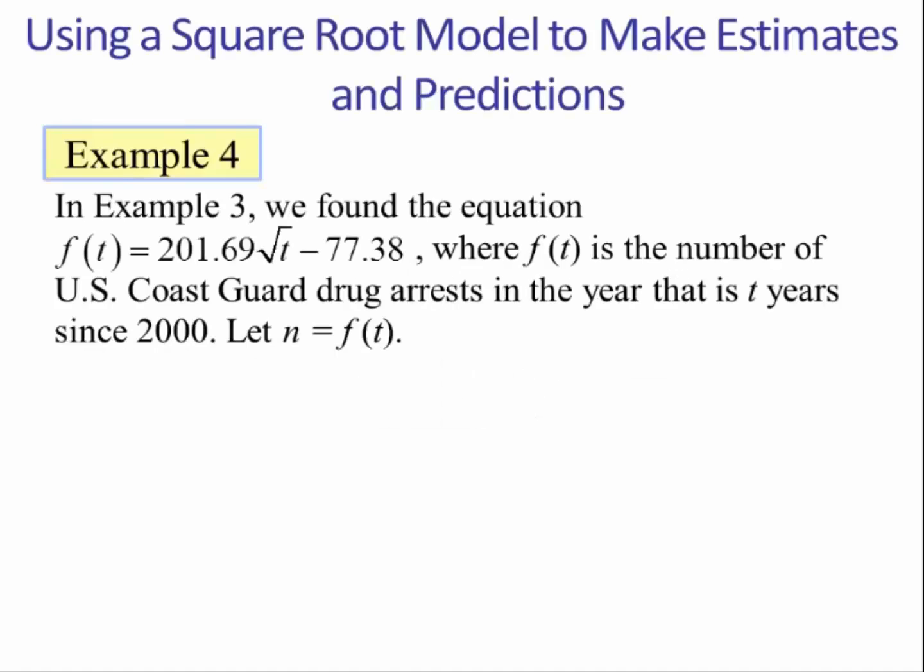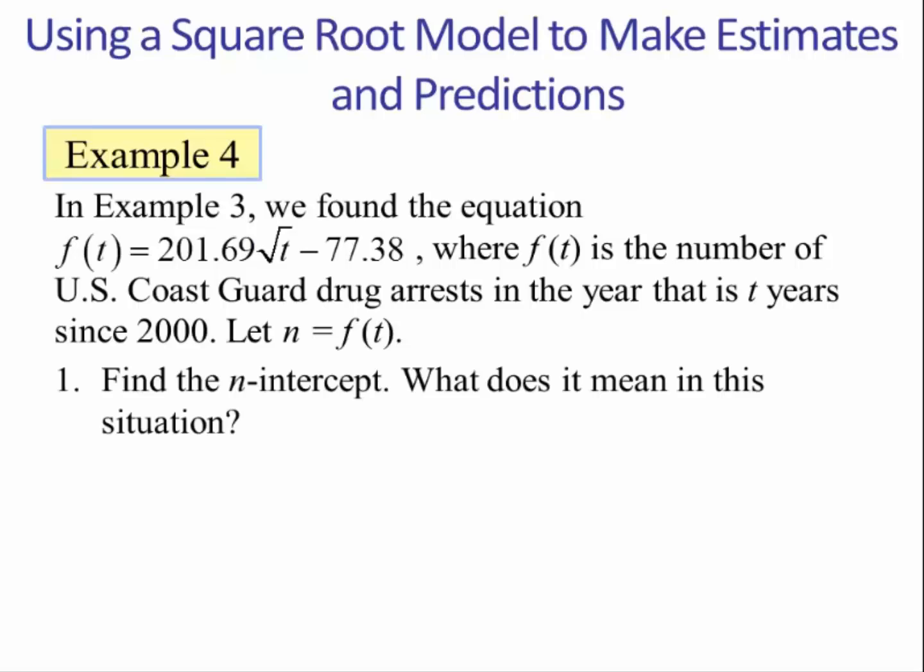Example 4. In example 3, we found the equation f of t equals 201.69 times the square root of t minus 77.38, where f of t is the number of U.S. Coast Guard drug arrests and the year is t years since 2000. Let n equal f of t. What is the n intercept? What does it mean in this situation?